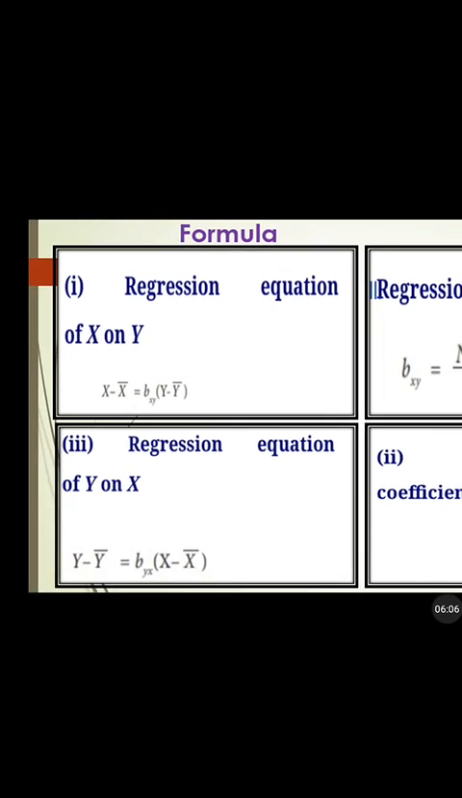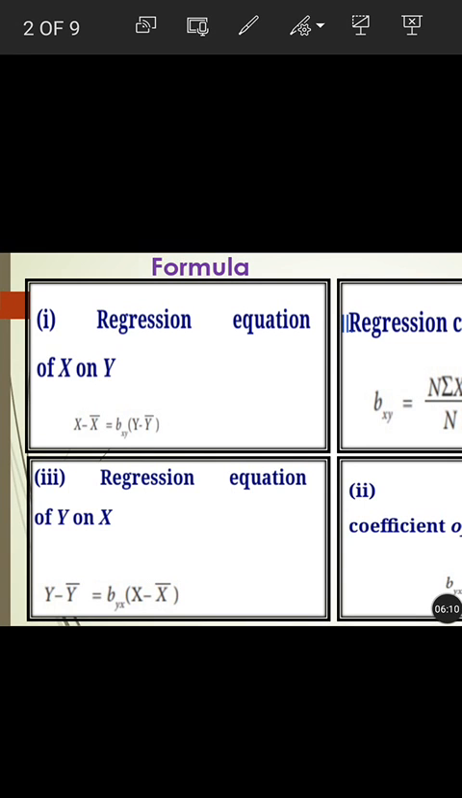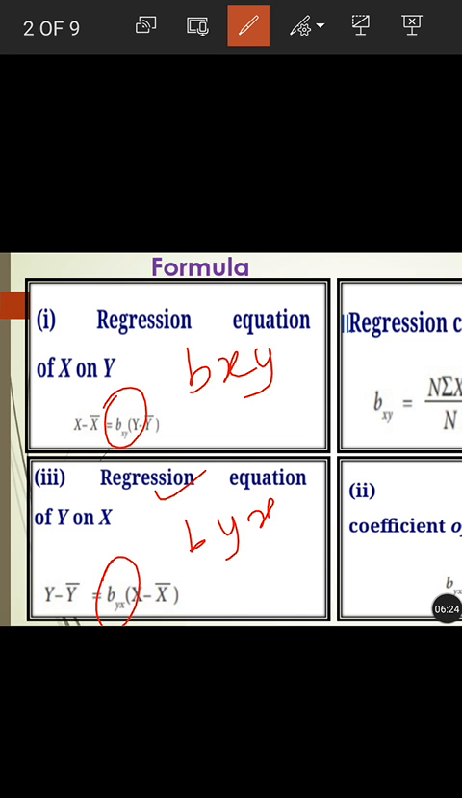Okay, here the regression equation is the main formula, and within the regression equation we have the regression coefficient, that is bxy. And for the regression equation of y on x, the coefficient is byx. Always remember the regression equation is the main formula, and within that regression equation we have the regression coefficients.